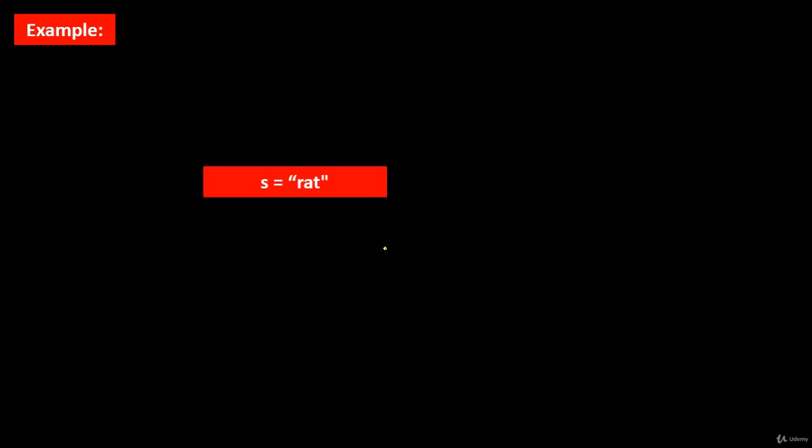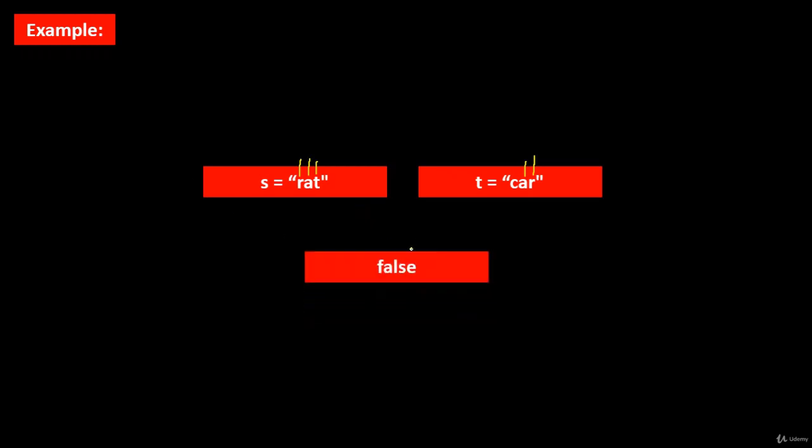If you're given s equal to rat and t equal to car, now we have to determine if they are anagrams of each other or not. In these strings we see r appears once, and in the other string r appears once. That's okay. Then we have this character a, which appears once, and here we see a appears once. Then we have t, and we see that t does not appear in the other string. So these two strings are not anagrams of each other because they do not contain the same characters in the same quantity. So for this input we have to return false.